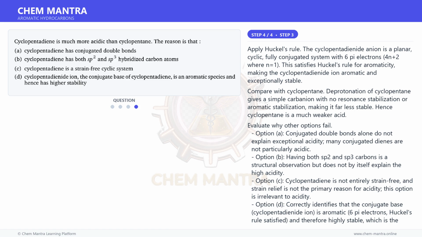This option is irrelevant to acidity. Option D correctly identifies that the conjugate base, cyclopentadienide ion, is aromatic, 6 pi electrons, Huckel's rule satisfied, and therefore highly stable, which is the fundamental reason for the high acidity of cyclopentadiene.